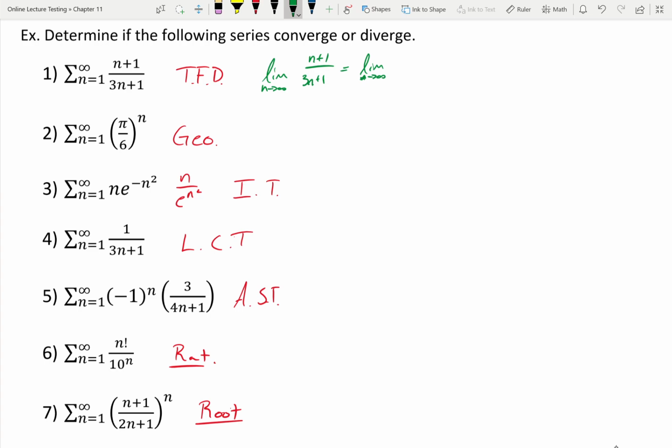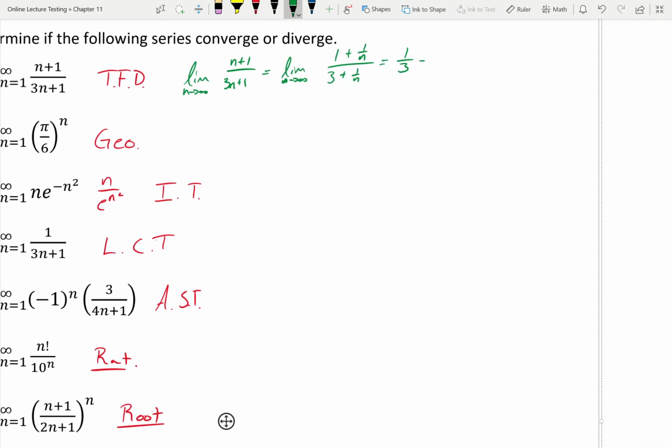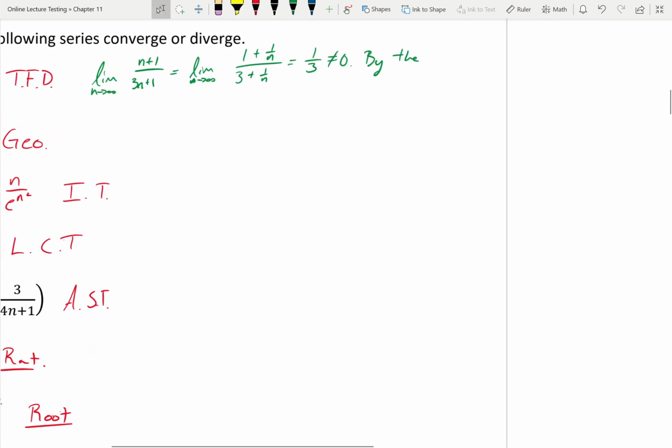So if I divide all the way through by the largest power of n in the denominator, I'm going to get 1 plus 1 over n divided by 3 plus 1 over n, which leaves me with 1/3. So here, this is not equal to 0. So by the test for divergence, the series diverges. And you're done with the problem. That's all that is required.